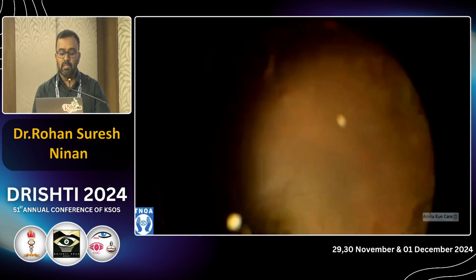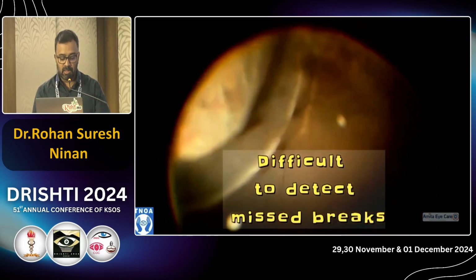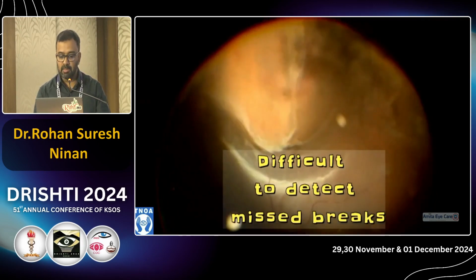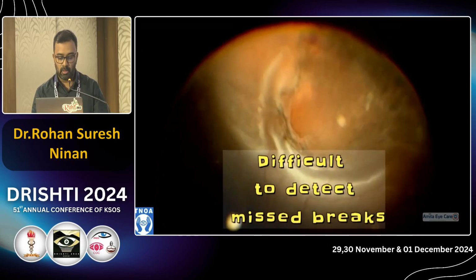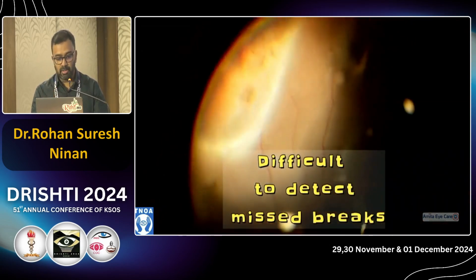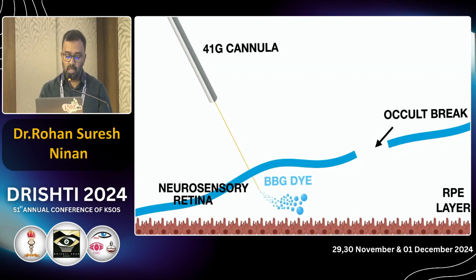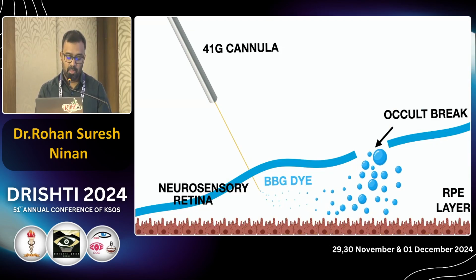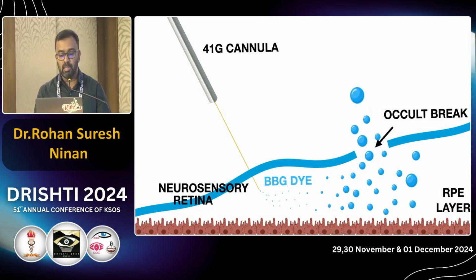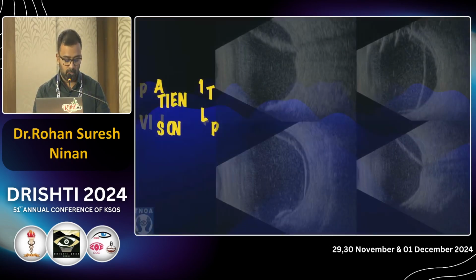So missed breaks can be difficult and challenging to find, either due to previous laser scars, poor contrast between the choroid, or even due to pigmentary changes. So we describe a technique of occult break detection using BBG dye injected into the subretinal space with a 41 gauge cannula, and the plume of the dye emanating from the break.